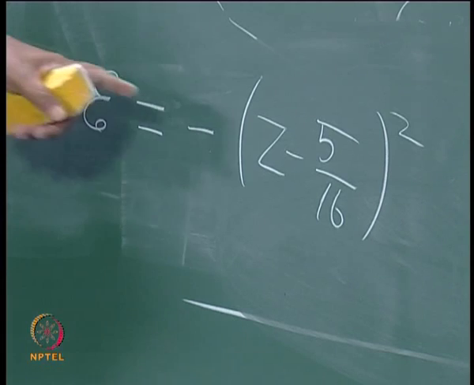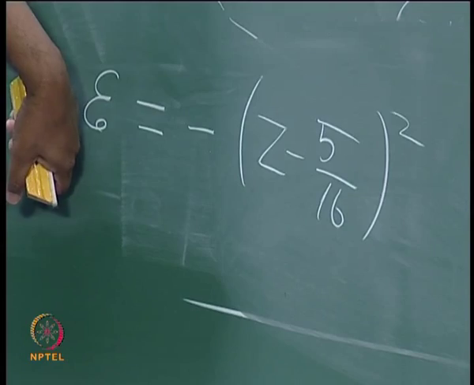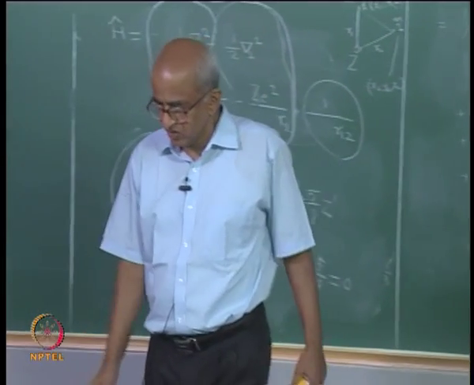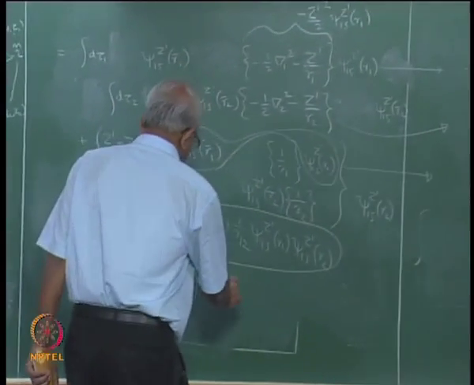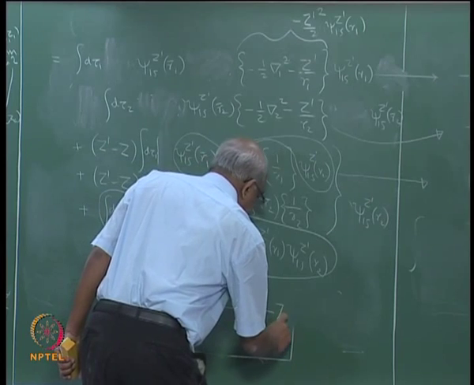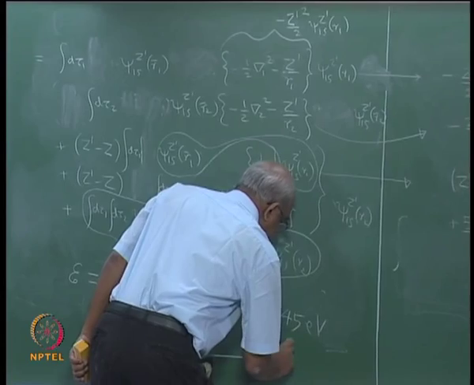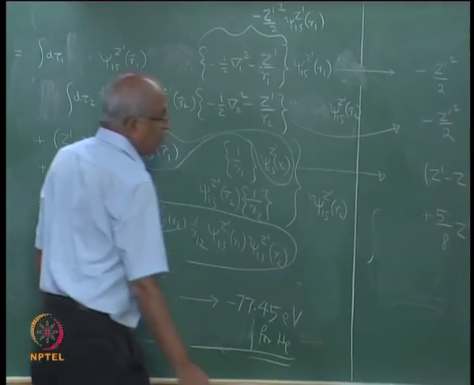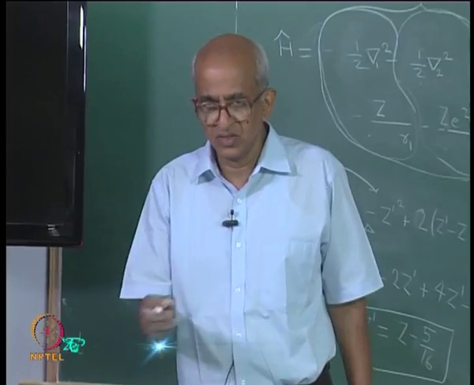And specifically in the case of helium, you can put Z is equal to 2 and get the best value for script T, and that turns out to be minus 77.45 electron volts for helium, whereas the actual energy I have told you is about minus 78.62. So you can see that you are getting close.